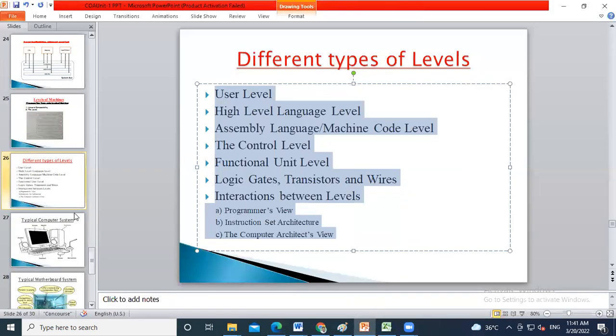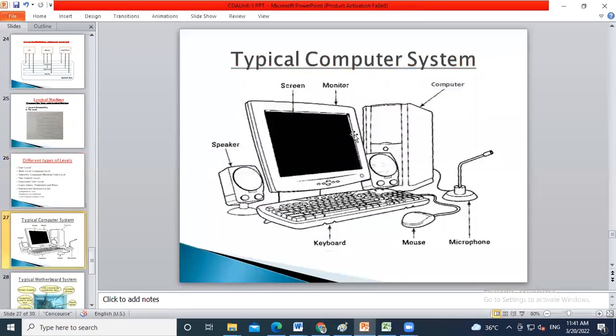I will show you that here through the slide. See, this is the typical computer system, and all of you are aware of it. Here one keyboard, one mouse and one monitor containing a screen. We have connected one external device, a speaker, and one more external device, a microphone. And this is the computer, the main CPU, whatever we call PC. This is what we call a typical computer system.